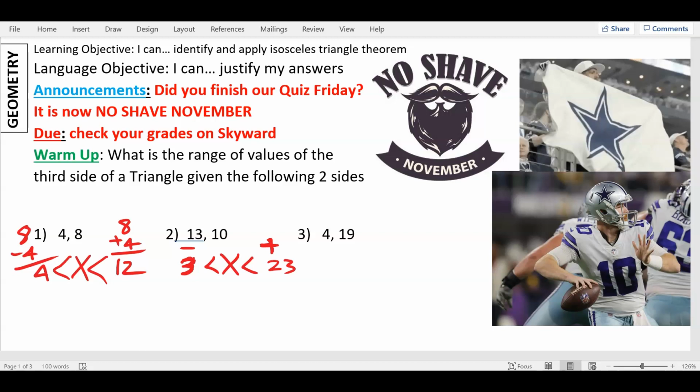All right. It says we are identifying and applying Isosceles right triangle theorem.